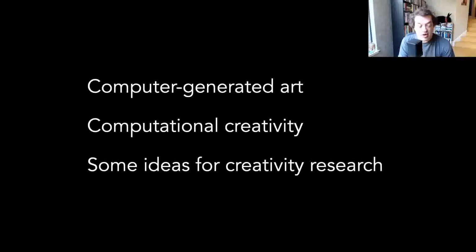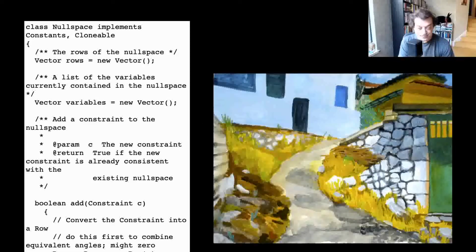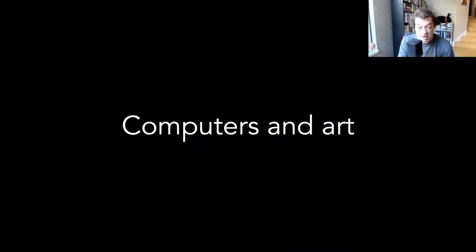So in this talk, I'm going to talk about three different things. The first is computer-generated art and my own background and thoughts about that topic. Then my thoughts on computational creativity, and at the end, a little bit of some ideas around creativity research that I'm interested in. So I'll begin by talking about art.